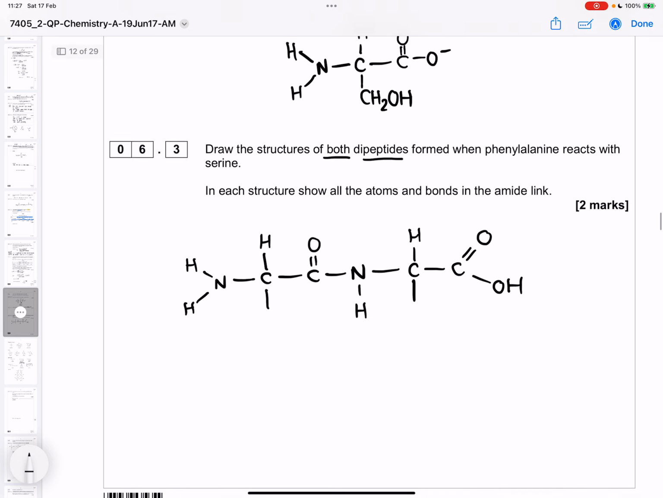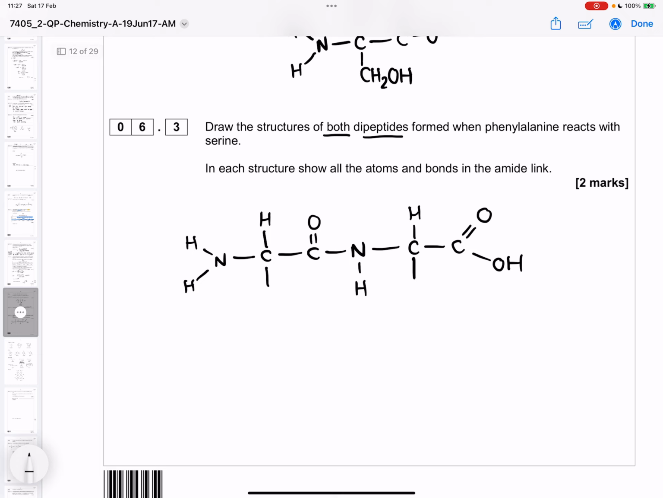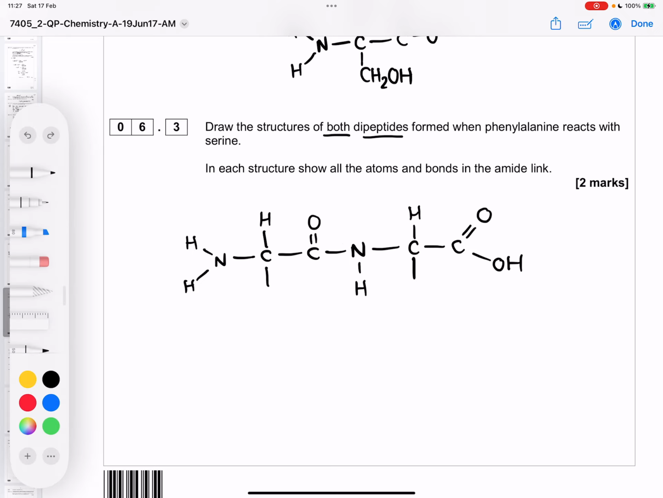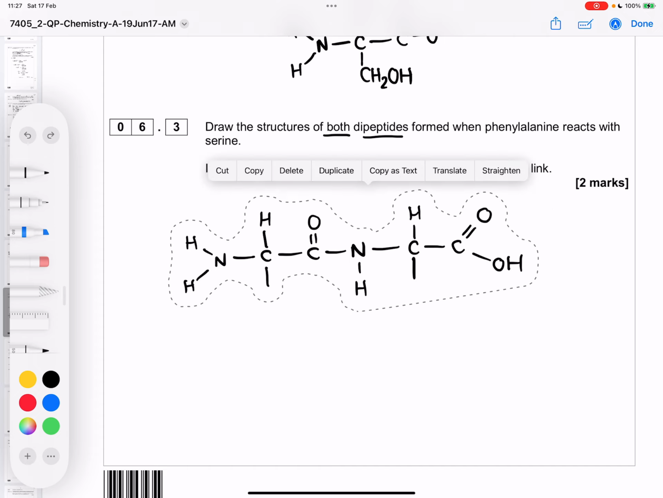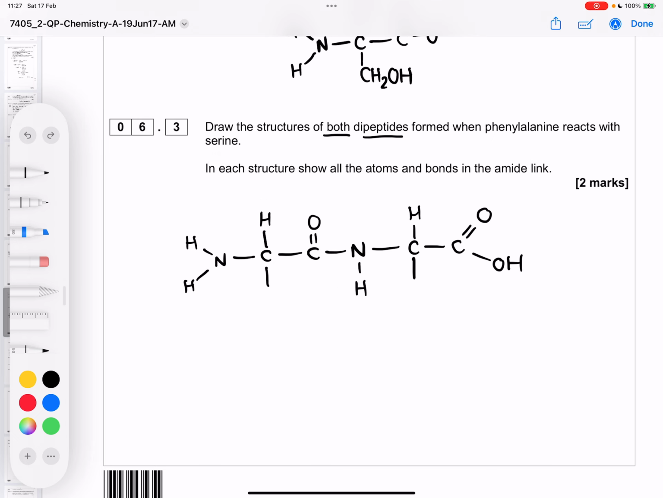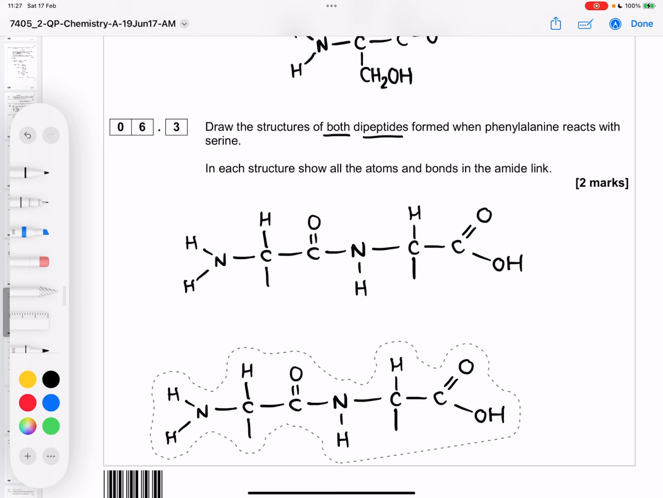Now the point is that all we've got to do is swap around the R groups of phenylalanine and serine. So we've made our peptide link. So here's our peptide link. Yeah, this is our peptide bond between two amino acids. So what I'm going to do is cheat slightly, which obviously you wouldn't be able to do in an exam. I'm going to copy that and put another example of it down here. I'm just going to move it along.